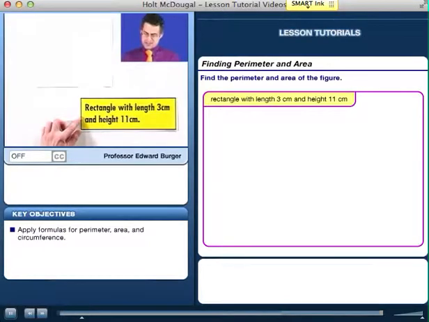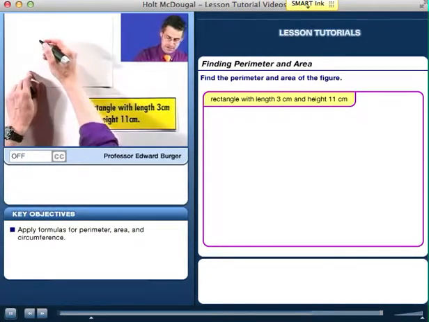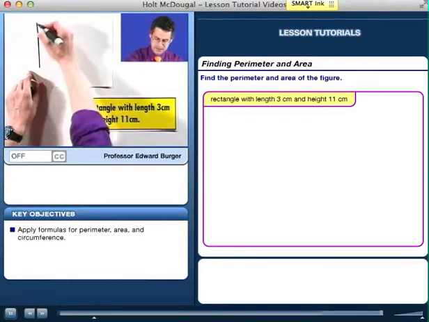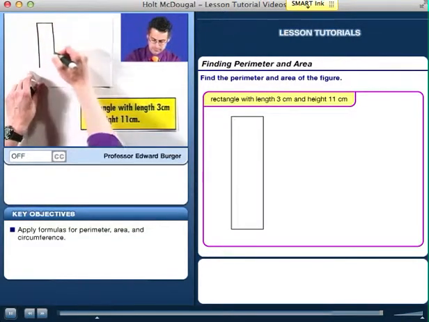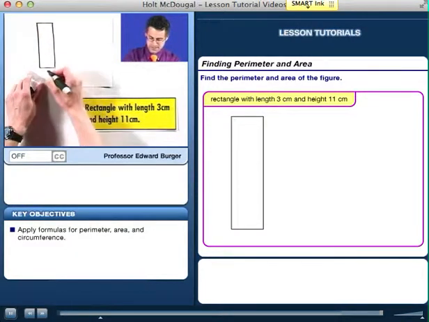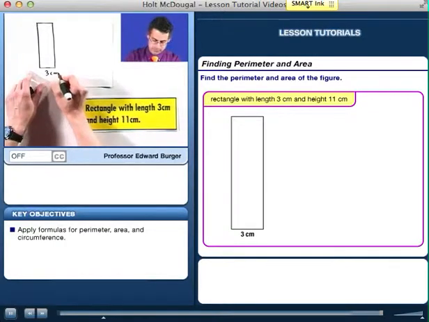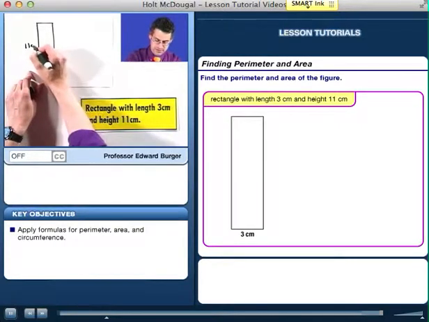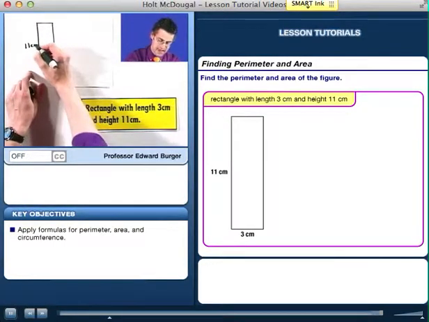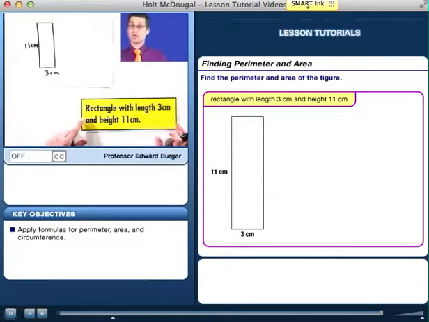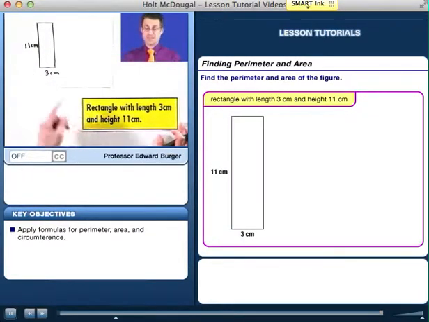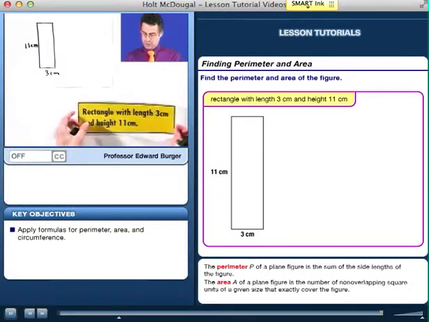So here we are asked to look at a rectangle that has length 3 centimeters and height 11 centimeters. If we were to draw a picture of this rectangle, it might look something like this. This is 3 centimeters, and this is 11 centimeters. And what I'd like us to do is figure out the perimeter and then figure out the area of this particular rectangle. Well, how are we going to do that?